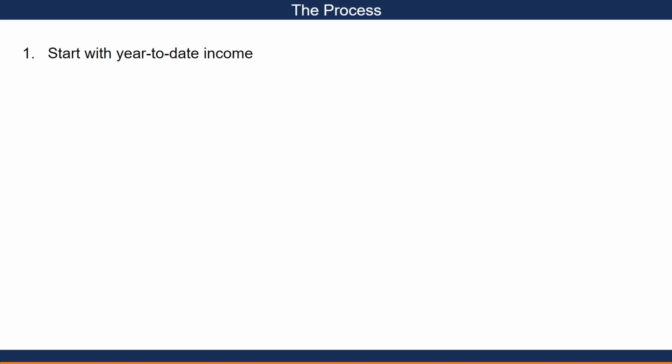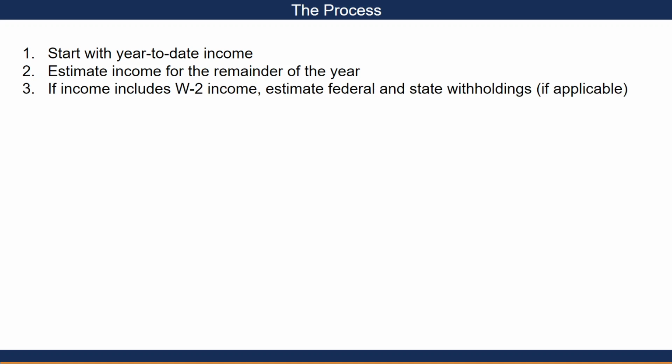So we first start with the year-to-date income. We want to know where they're at this given point in time. Then we estimate the income for the remainder of the year. We want to know where they're going to be at by the end of the year. If income includes W-2 income, then we want to estimate the federal and state withholdings, if applicable. Some states don't have an income tax, so we don't have to worry about state withholdings in those states. But federal withholdings generally apply to all W-2 income. We estimate the itemized deductions.